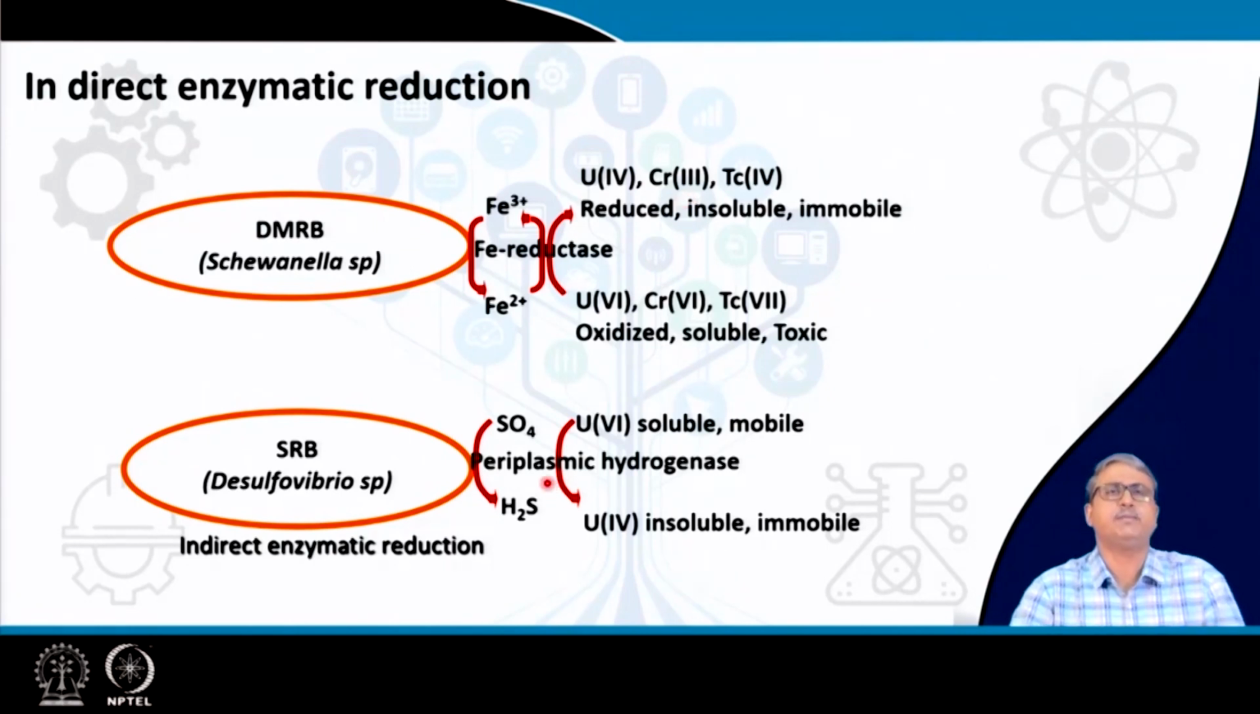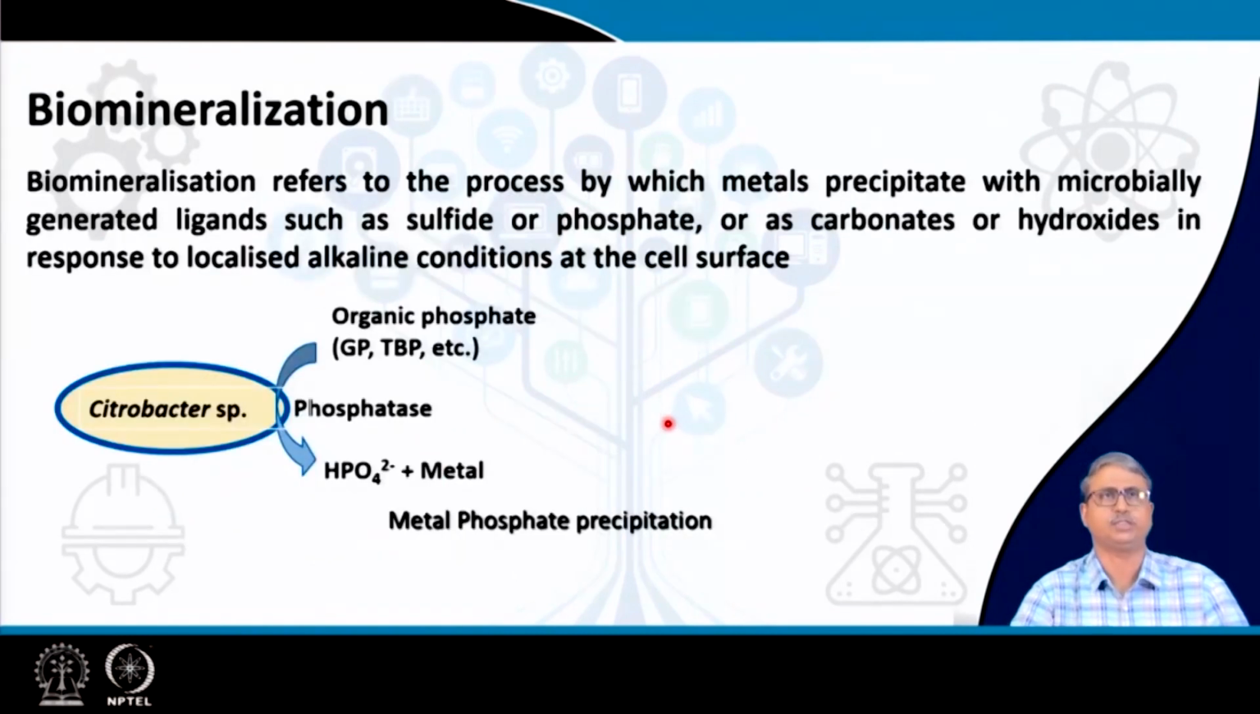Now, indirect enzymatic reduction also occurs in the case of sulfate reducing bacteria like Desulfovibrio and many other species, where the sulfides which are produced, these bacteria can also use periplasmic hydrogenases and can facilitate the precipitation of soluble uranium into insoluble deposits.